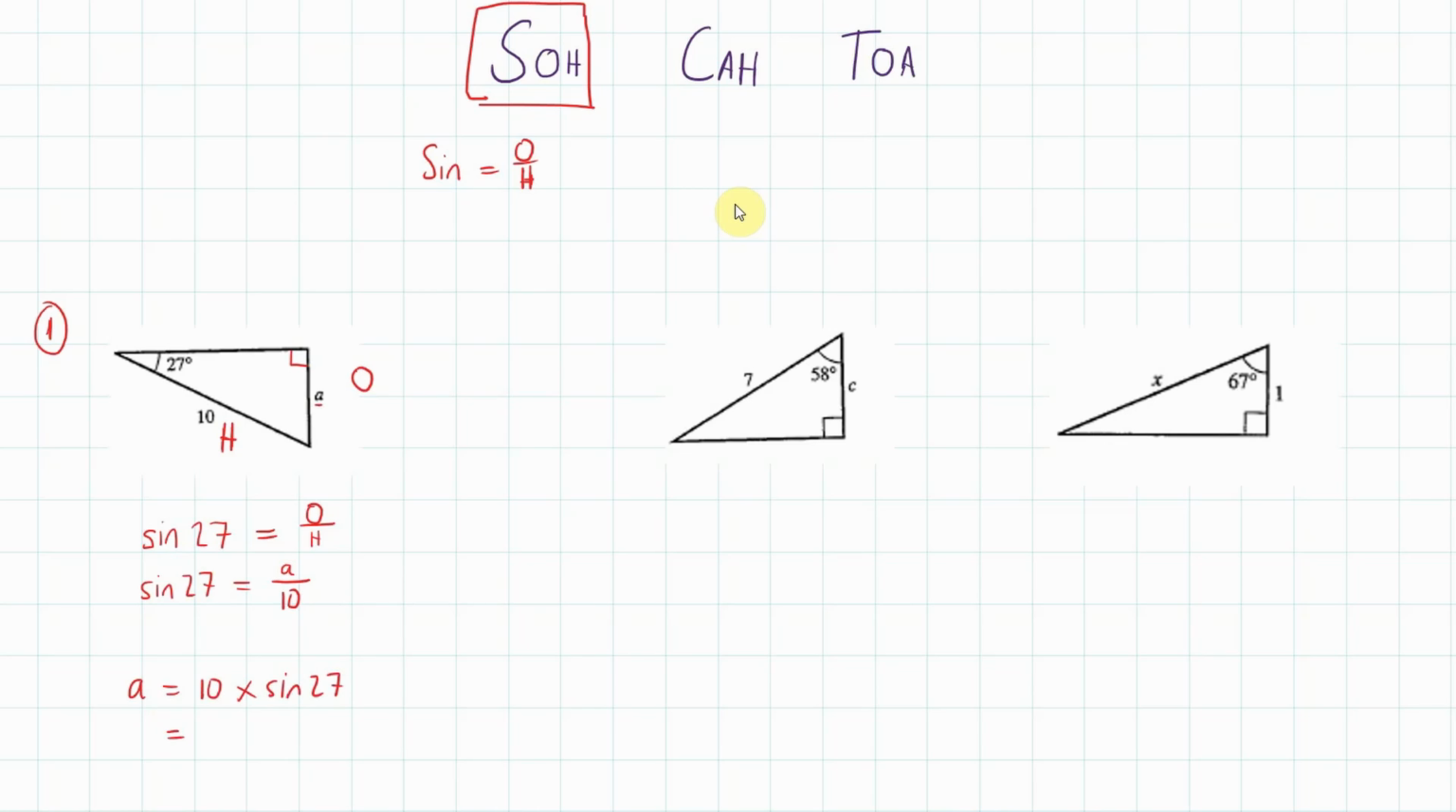So pop that into your calculator now and see what you get. 10 times, press the sine button and it'll come up with sine bracket, 27. It's a good practice to close the bracket afterwards, especially when we get to more complex calculations. Then you press equals, and I'm getting that A is equal to 4.54, and that would be my answer. Maybe I could even just go to 4.5, I don't know. I've done 3 significant figures though. So that is our first one.